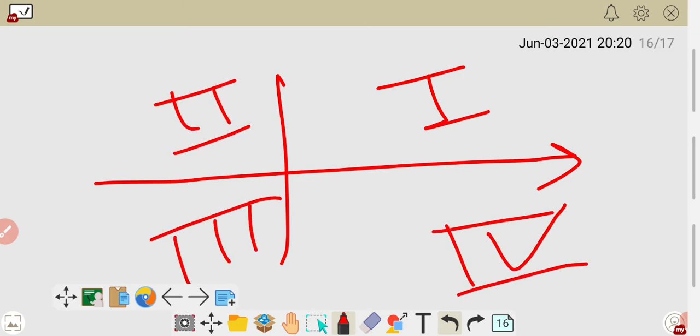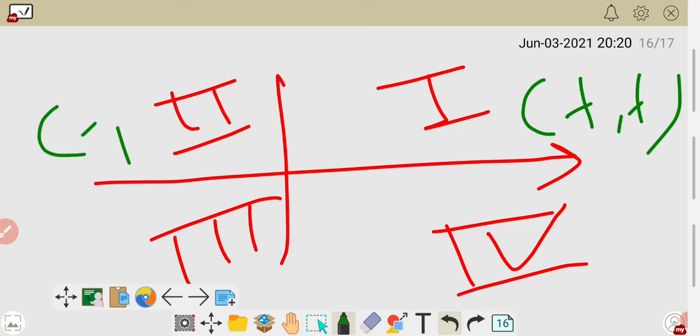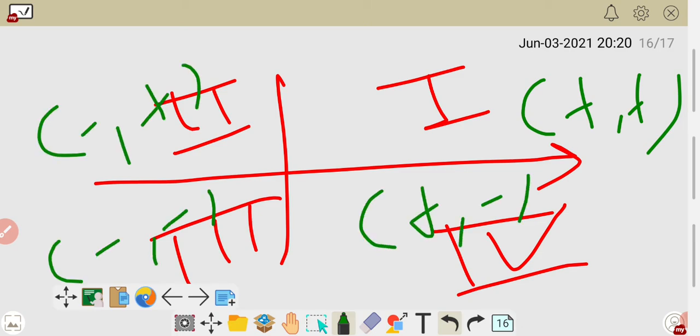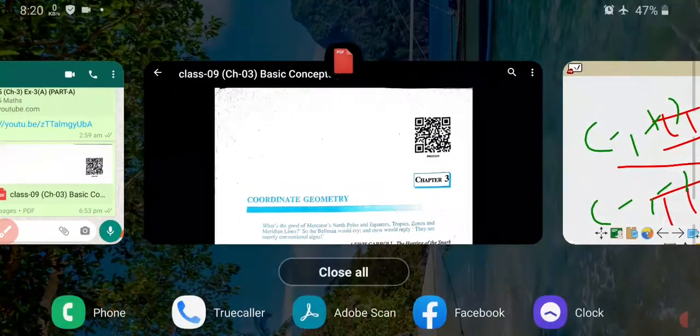In the first quadrant, the signs of the point are plus, plus; then minus, plus; then minus, minus; and then plus, minus. Okay. So these are all important concepts. As I told you, there is one more concept I did not write here in your notebook, but I will tell you from my side, which is very important.